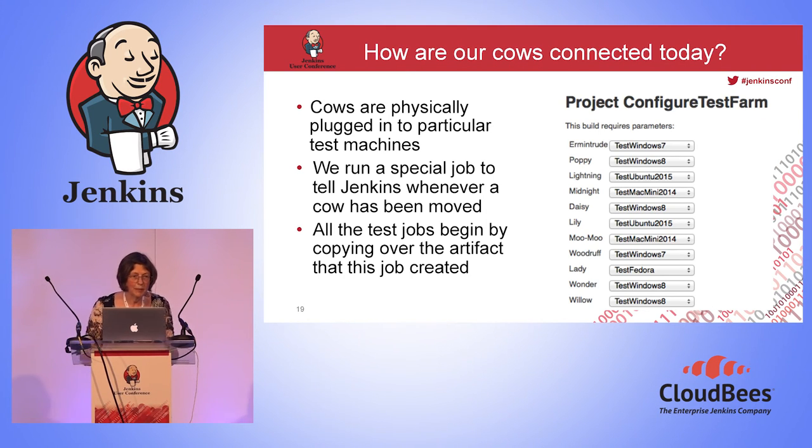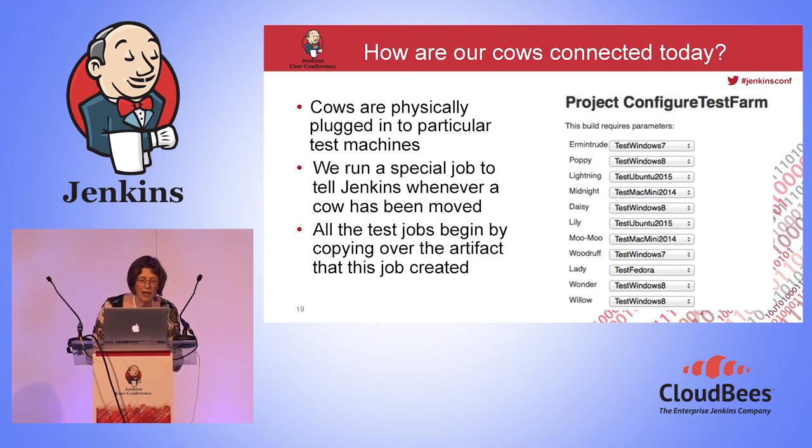So down to some detail about how we manage all of this. The cows are plugged into the host machine via USB. That means, of course, that you can unplug them and plug them into different ones, and you probably want to, because you want to extend the test coverage by taking the cow that's normally on Linux and trying to see whether the boards that are on that cow will work on the Macintosh. We don't have an infinite number of copies of all the different boards, and we don't have room for them all either. So we have a job called Configure Test Farm, and it's just a parameterized job.